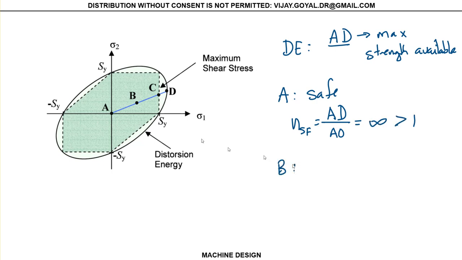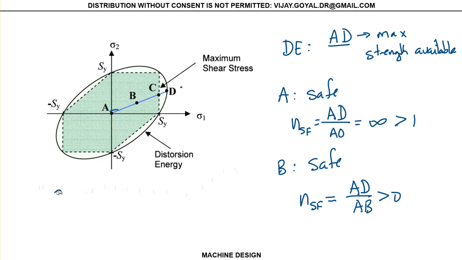Point B is inside the region, so it is going to be safe as well. And if I calculate the factor of safety, it will be the maximum available divided by AB, and that's going to be bigger than 1. I have more available than what I'm actually using. The same example of the apples: maybe now I have 23 apples since I was using 20. So I can give a couple more apples available.